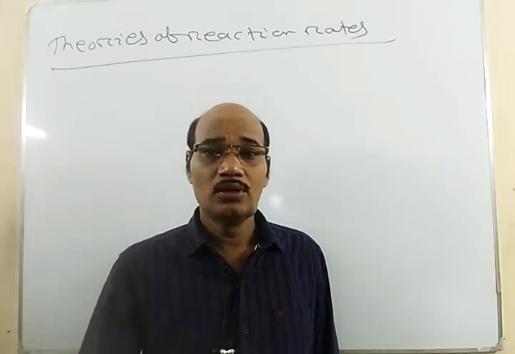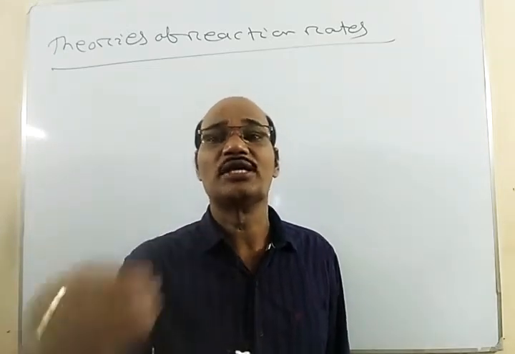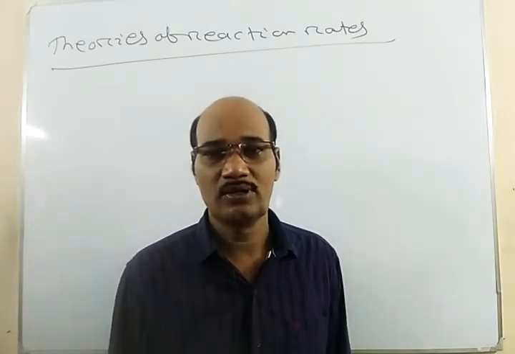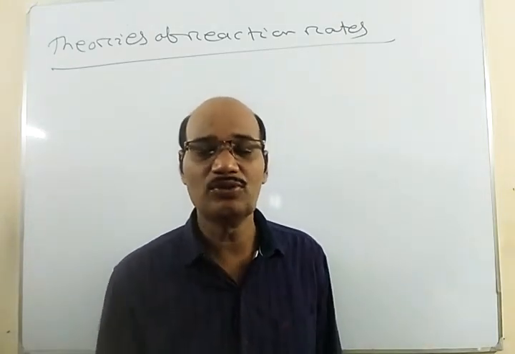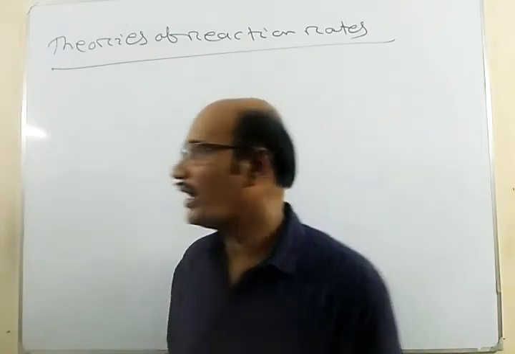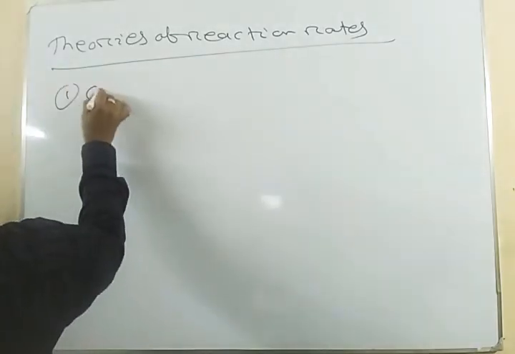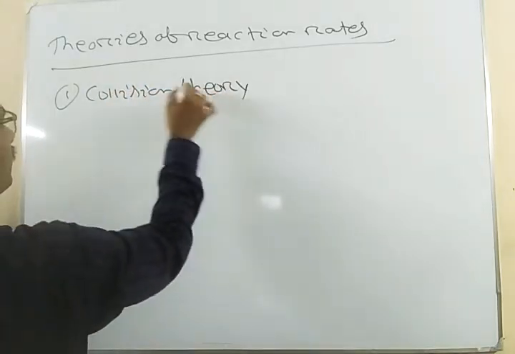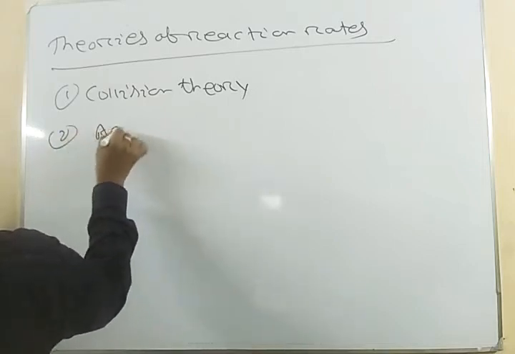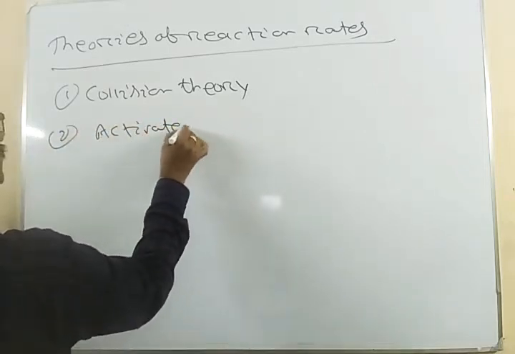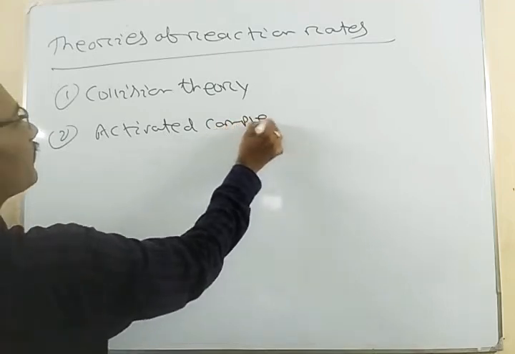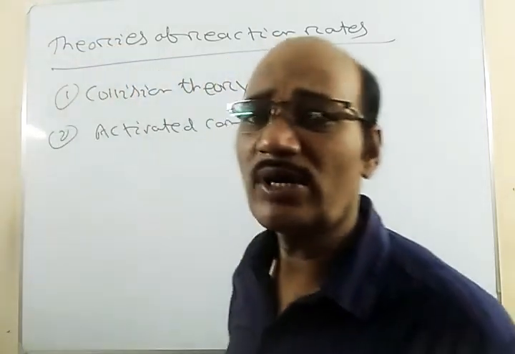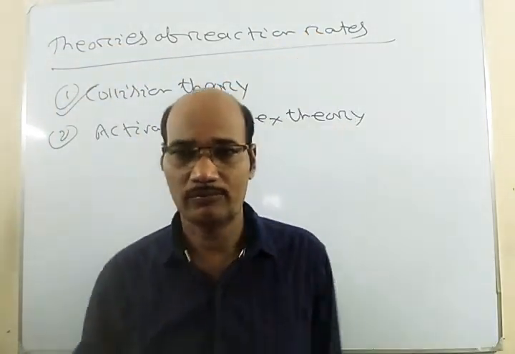Now, how the reactions are actually occurring, how the reactants are converting into products, that we can explain with the help of different theories. We have one, the collision theory, and the other, the activated complex theory. So first of all, we will discuss the collision theory.